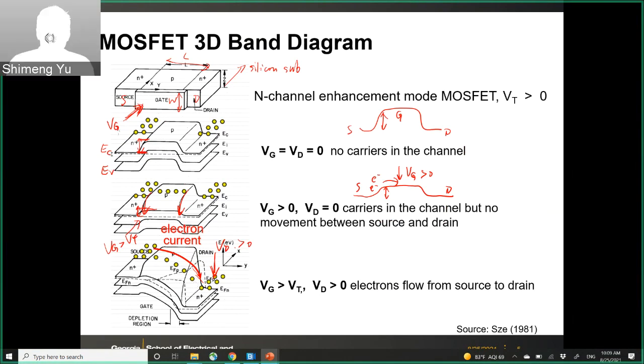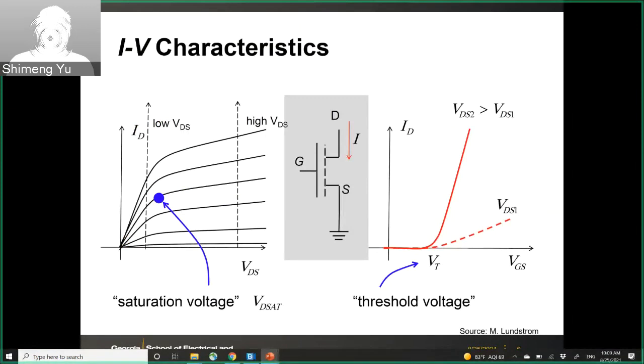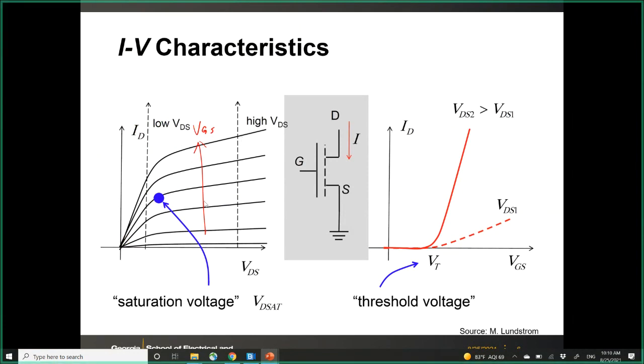So any questions here? All right, then let's review the IV characteristics of the transistor. I assume that you are familiar with this. First is the output characteristic, that is between the drain current versus the drain voltage. You have this kind of curves, because each curve corresponds to a different VGS. As you increase the VGS, then you are going to have higher drain current.